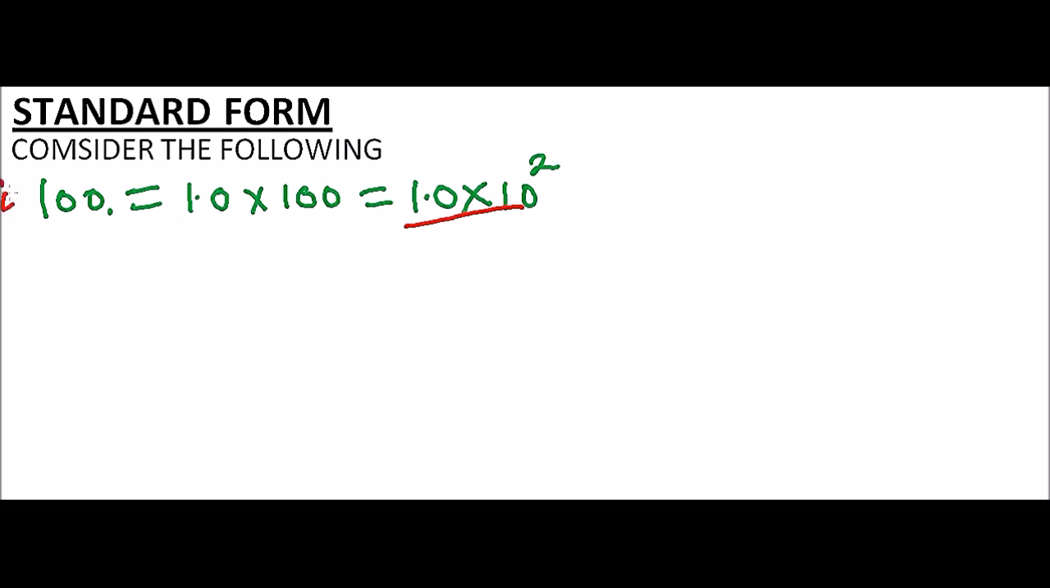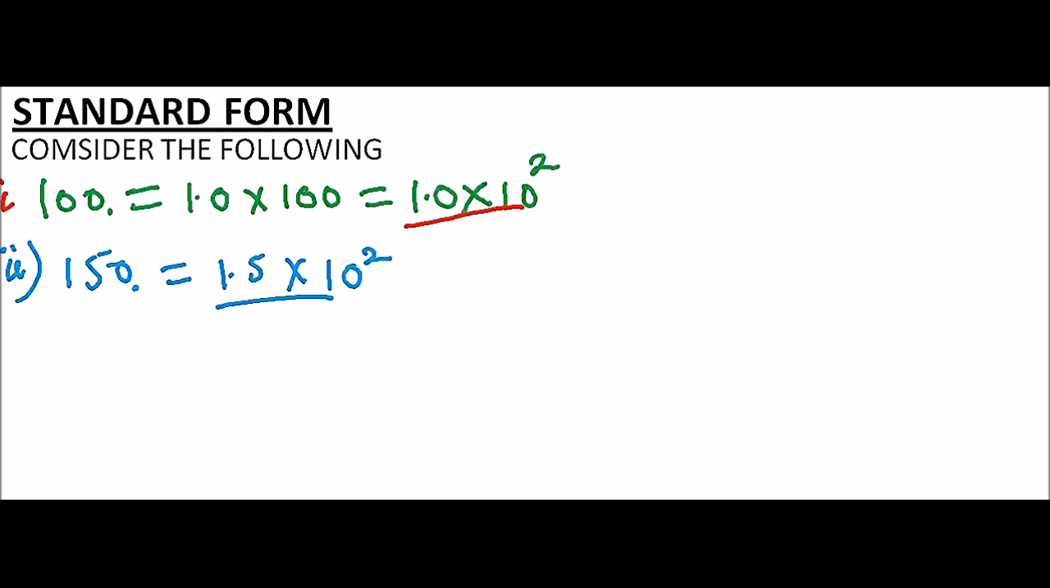Let's take another number. We take number 2. We have a number like 150. Just like we have done above in 100, we take the decimal point 2 decimal places to the left, and therefore we will have 1.5. Multiplied by, now this will be the same as 100, so it will be 10 squared. So that is a standard form.